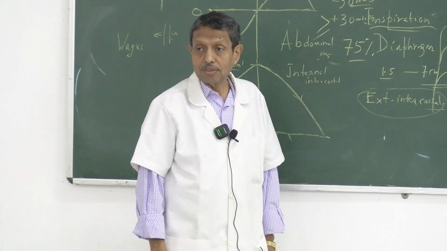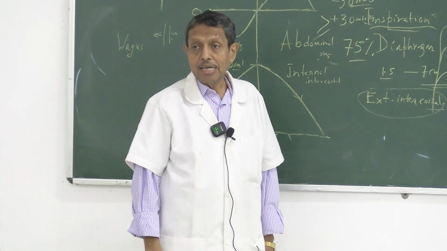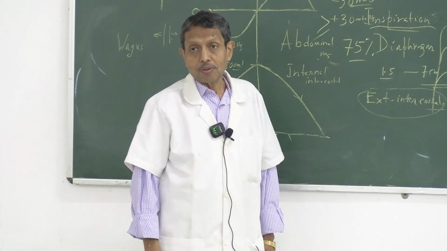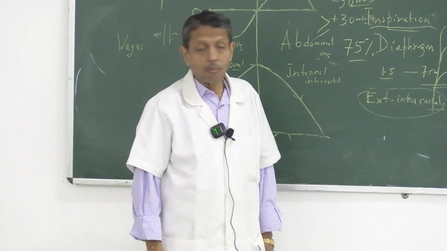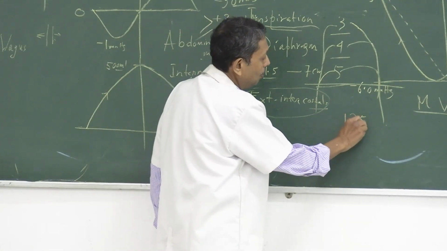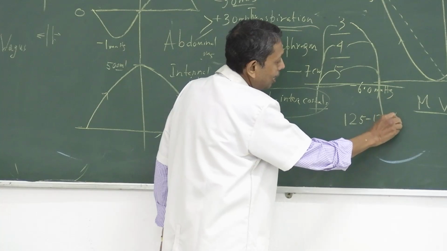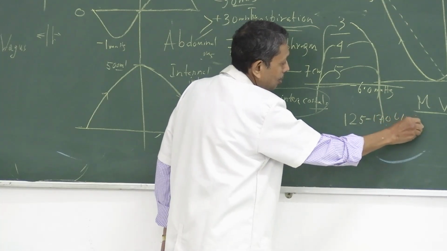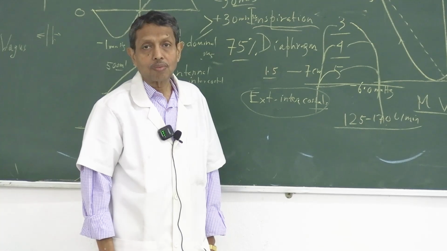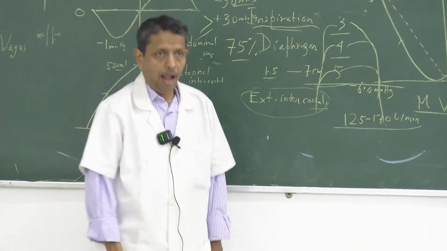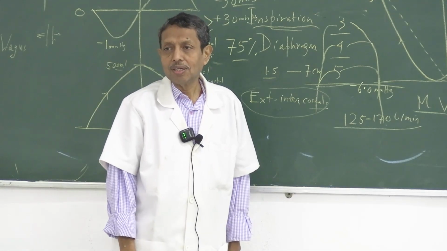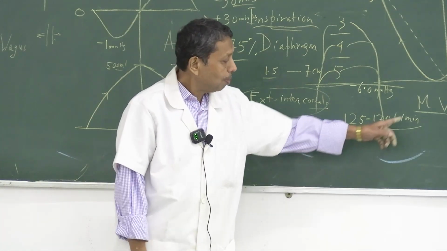Maximum voluntary ventilation, an individual's maximum inspiration and expiration, maximum breathing capacity or maximum voluntary ventilation, you can remember it is 125 to 170 liter per minute. It is difficult to continue more than 15 seconds or so, but you can calculate for the minute.